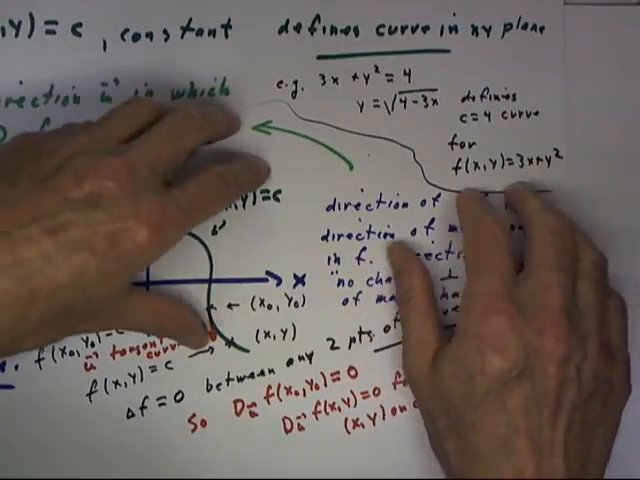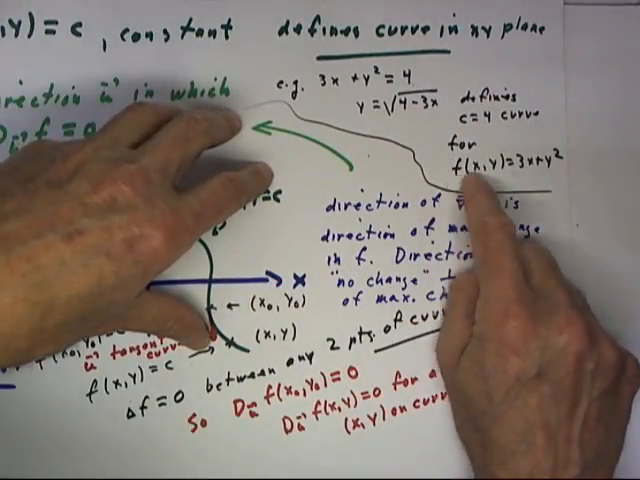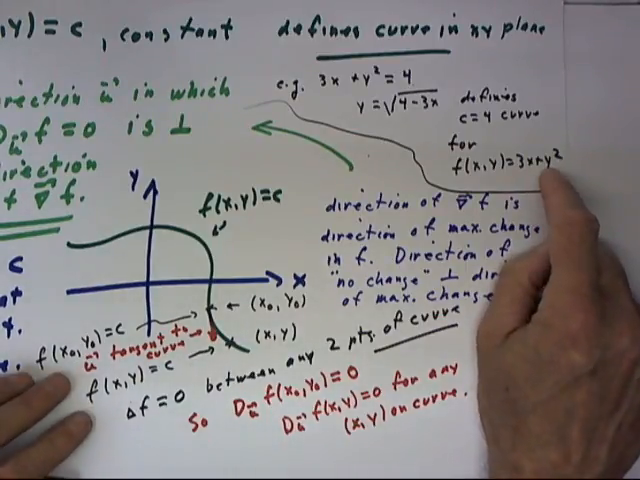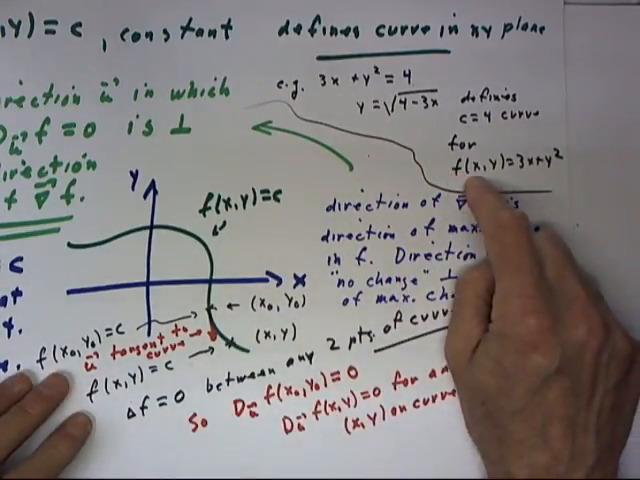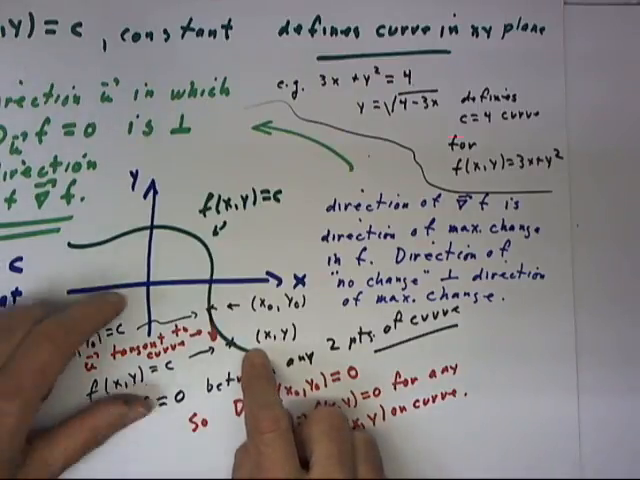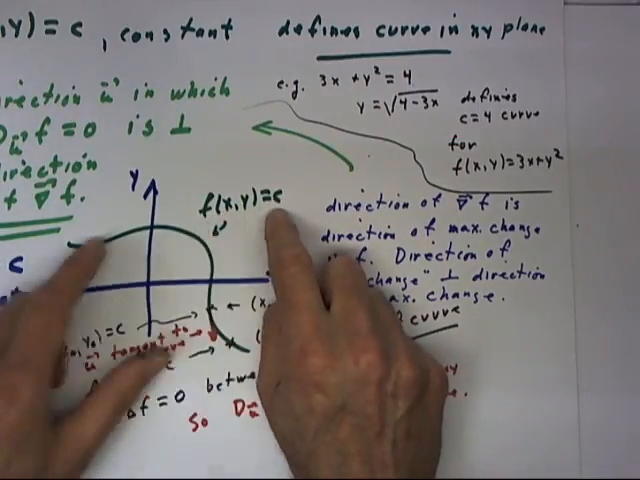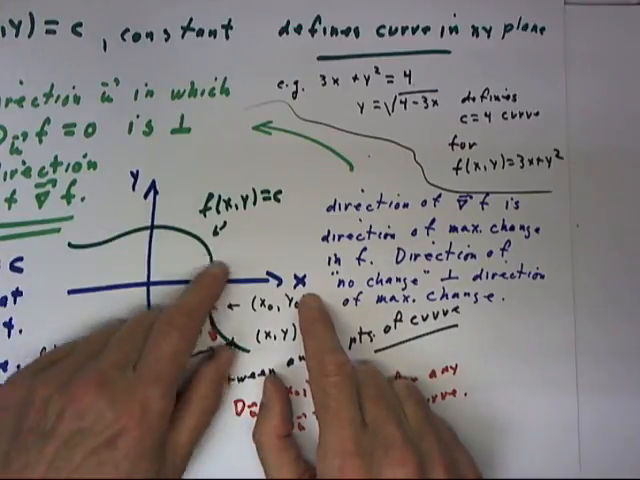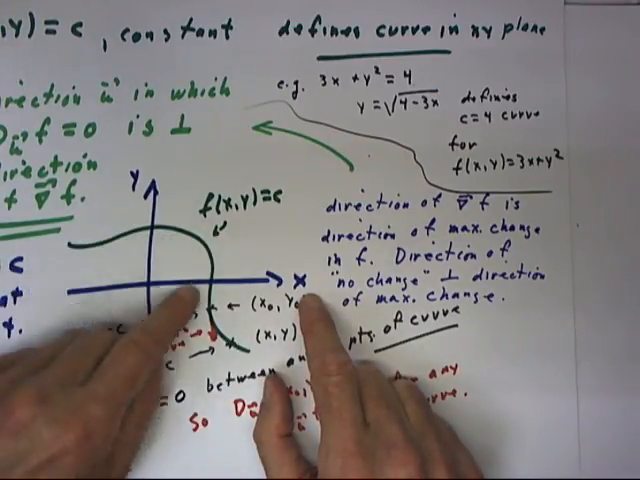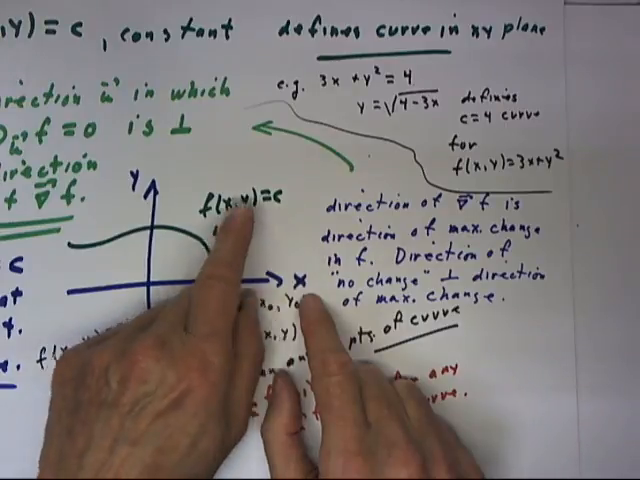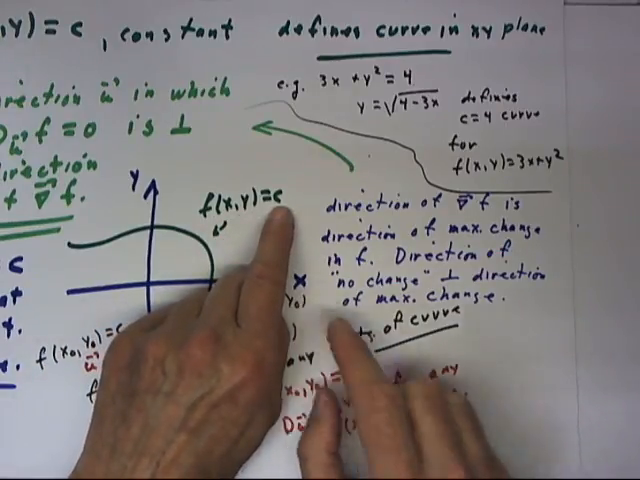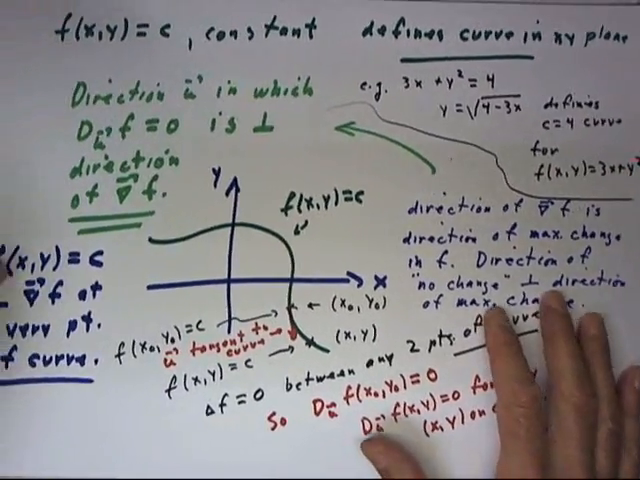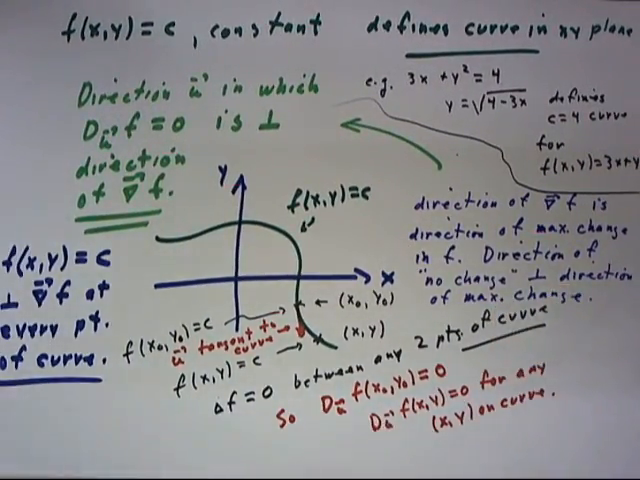And let's get this over here, we can read it. For the function f of xy equals 3x plus y squared. So this is just one example of a function being set equal to a constant, giving us a curve in the xy plane. This is called a level curve. It's a level curve for the function f of xy for the constant value c.